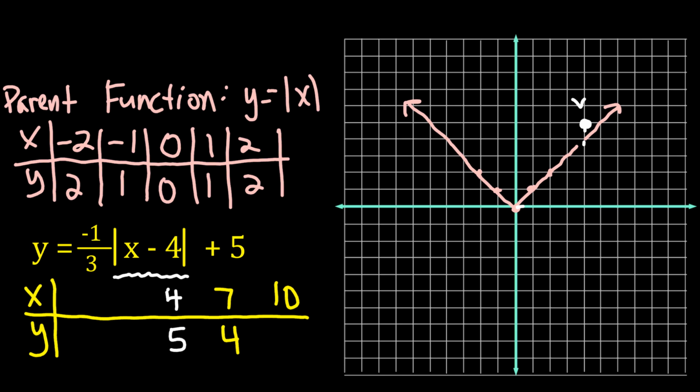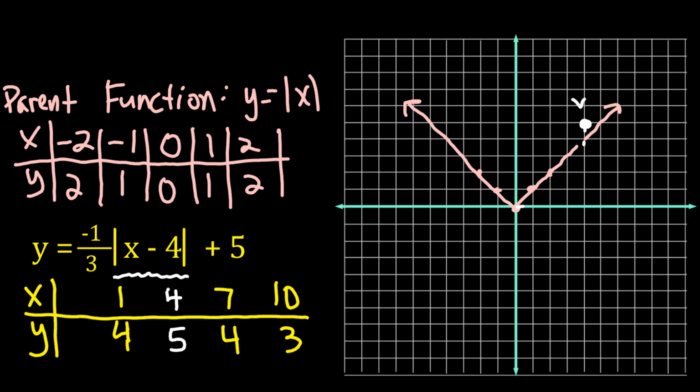10 minus 4 is 6. The absolute value of 6 is 6. 6 times -1/3 is -2. -2 plus 5 is 3. So then we're going to keep going on this trend. We're going to go to 1. 1 minus 4 is -3. The absolute value of that is +3. 3 times -1/3 is -1. -1 plus 5 is 4.